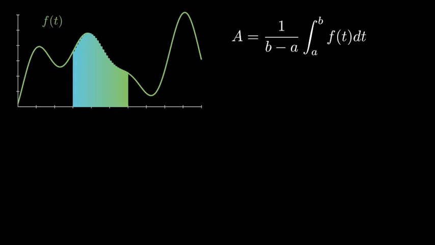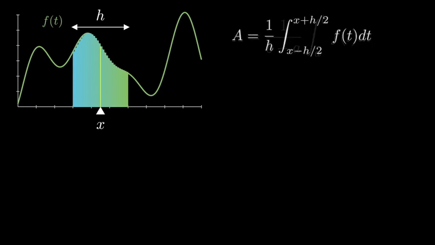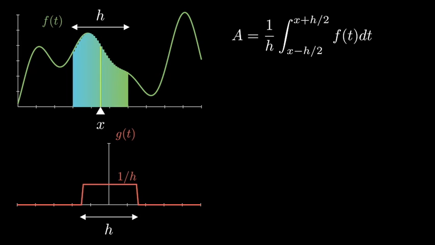Let's try to show exactly how averaging can be expressed in terms of convolution. This will require some calculus, but I'll try to explain the gist of things and the main conclusions. Let's first change our interval slightly to be centered at x and have a length of h. Then our average becomes an integral from x minus h over 2 to x plus h over 2. Now let's look at a step function over a similar interval, but centered at 0 instead of x, and with a height of 1 over h.